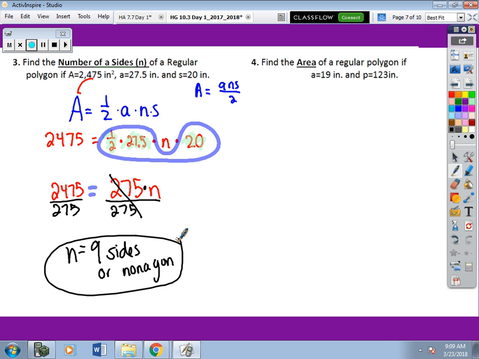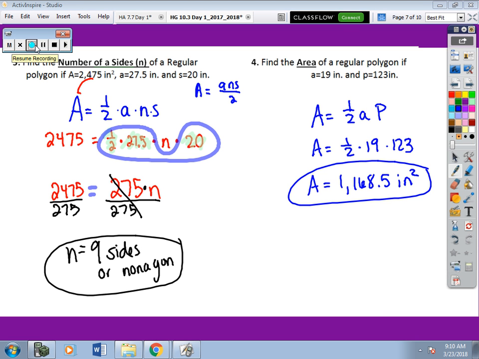See if you guys can try number 4 on your own. So that was just a basic plug-in, and so you do want to use this formula because they gave you P, so that indicates use the one that has the P in it.